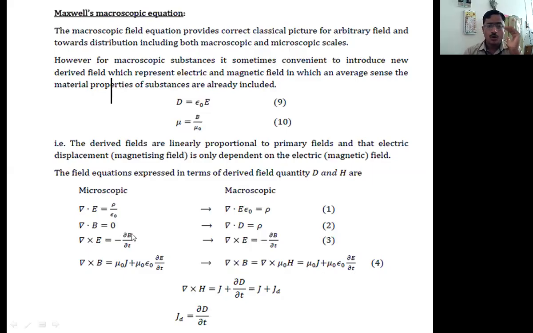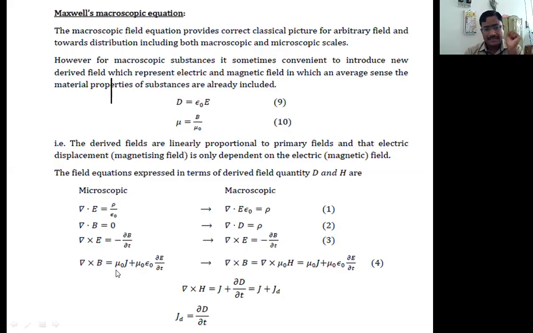There is no change. Only the first equation, del dot E is equal to rho divided by epsilon 0, is changed to del dot D is equal to rho. Two equations remain as they are, no change. And the fourth equation, curl B is equal to mu 0 J plus mu 0 epsilon 0 dou E by dou T.